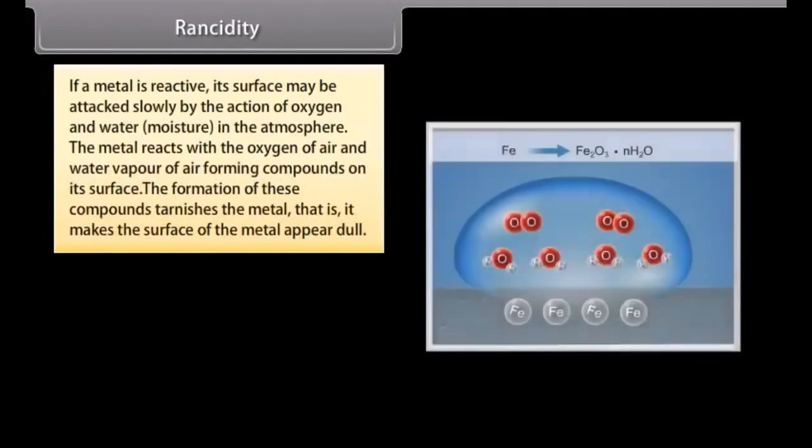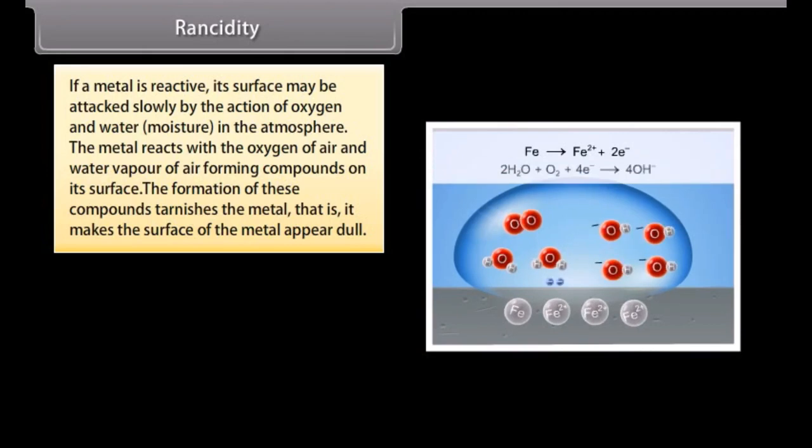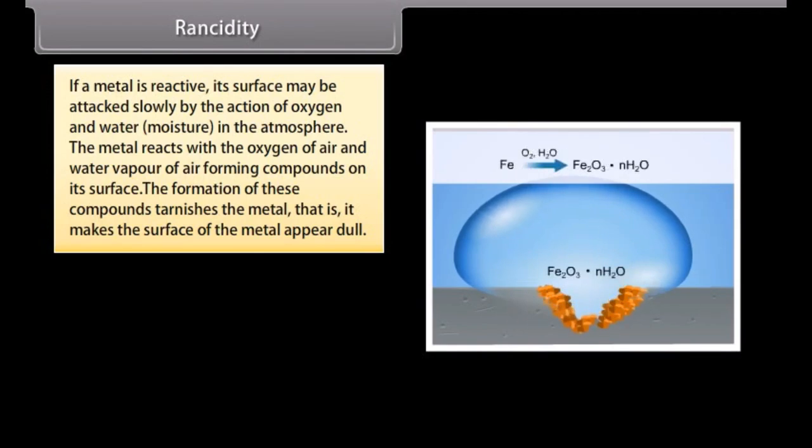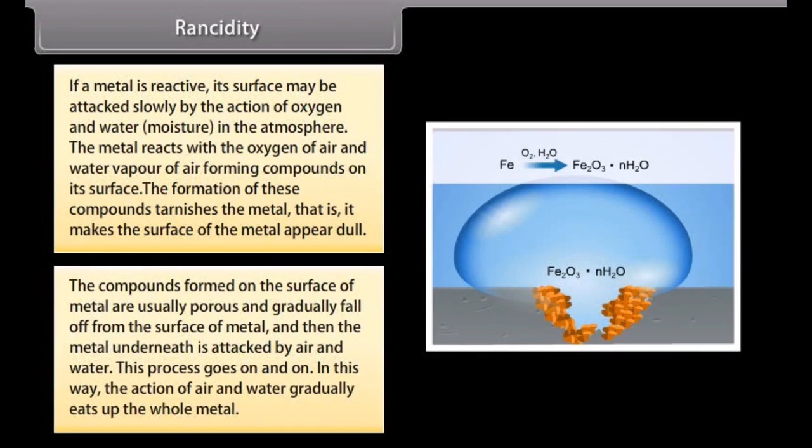Rancidity. If a metal is reactive, its surface may be attacked slowly by the action of oxygen and water in the atmosphere. The metal reacts with the oxygen of air and water vapor of air, forming compounds on its surface. The formation of these compounds tarnishes the metal, that is, it makes the surface of the metal appear dull. The compounds formed on the surface of metal are usually porous and gradually fall off from the surface of metal, and then the metal underneath is attacked by air and water. The process goes on and on. In this way, the action of air and water gradually eats up the whole metal.